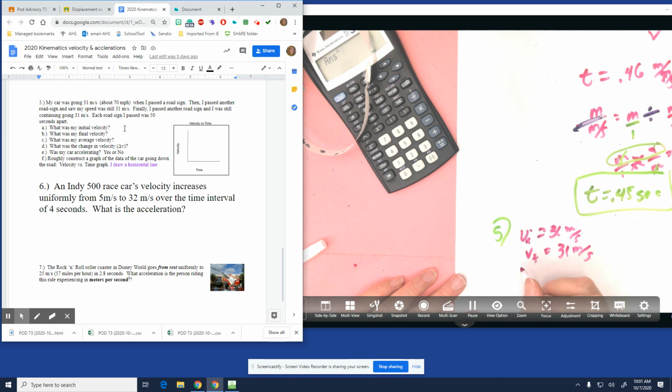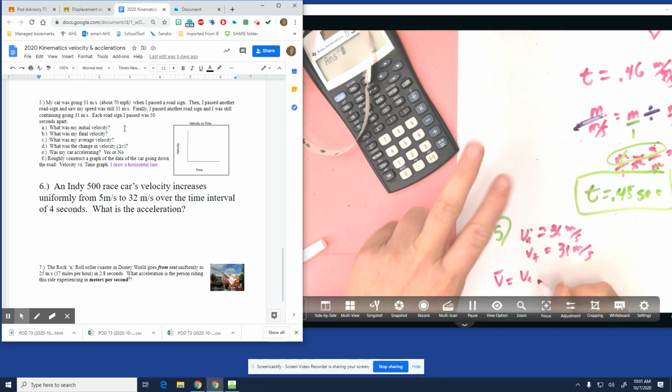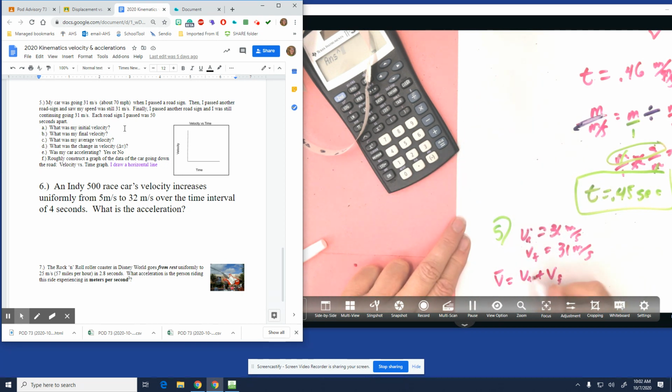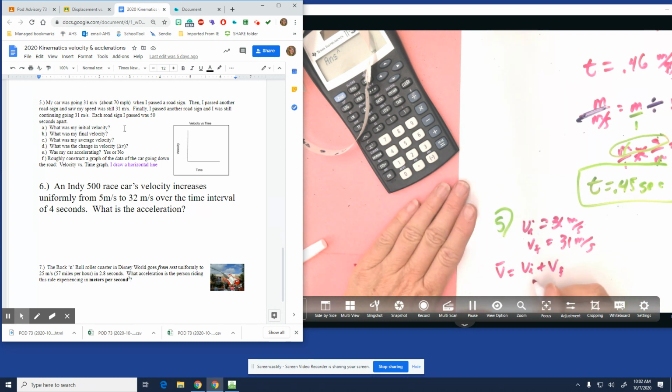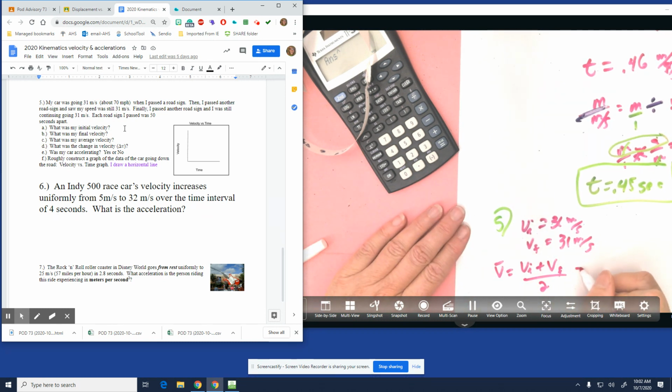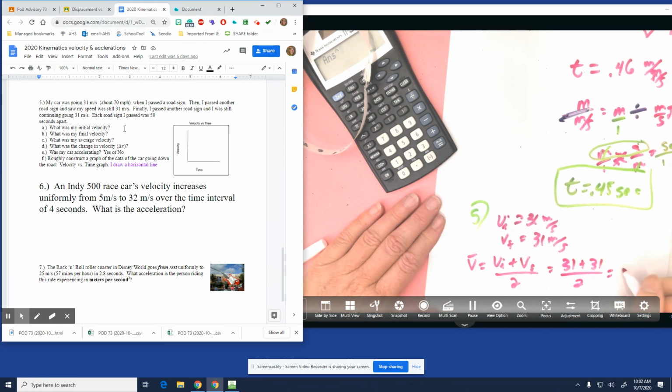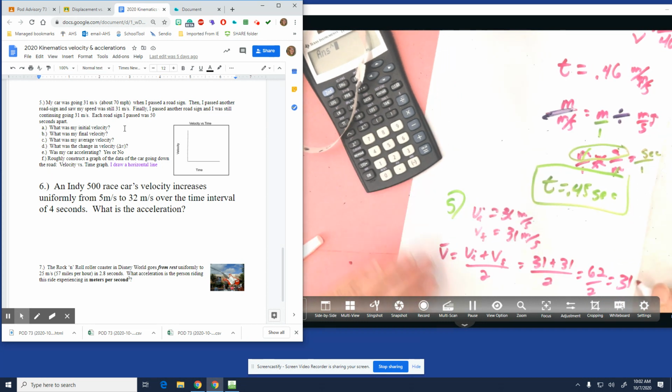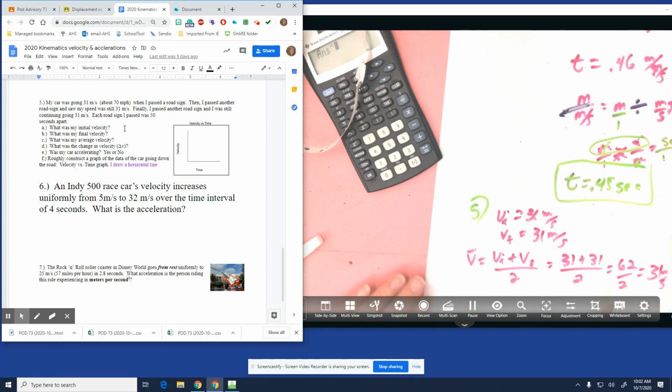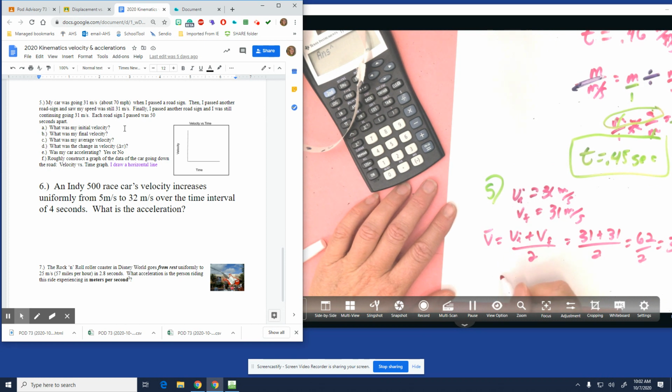My average velocity is something called the average. We only worry about two values, the final and the initial, because we're extremely lazy. We don't like to do all that. There are only two values, so you add them up. 31 plus 31 divided by 2 is 62 divided by 2. Oh, it's 31. I haven't done anything. Meters per second.